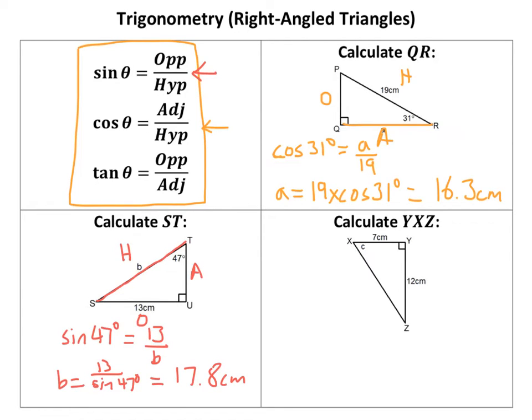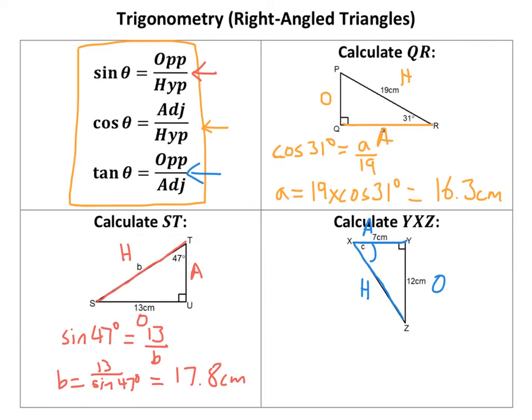Now the last thing, we're trying to find the angle YXZ. So it's this angle here. Again I'm going to label everything from the point of view of the angle I'm trying to find, so that would be the opposite and that would be the adjacent. It's worth getting into this habit until you get confident in it. So I've got the opposite, I've got the adjacent, so that would be tan.